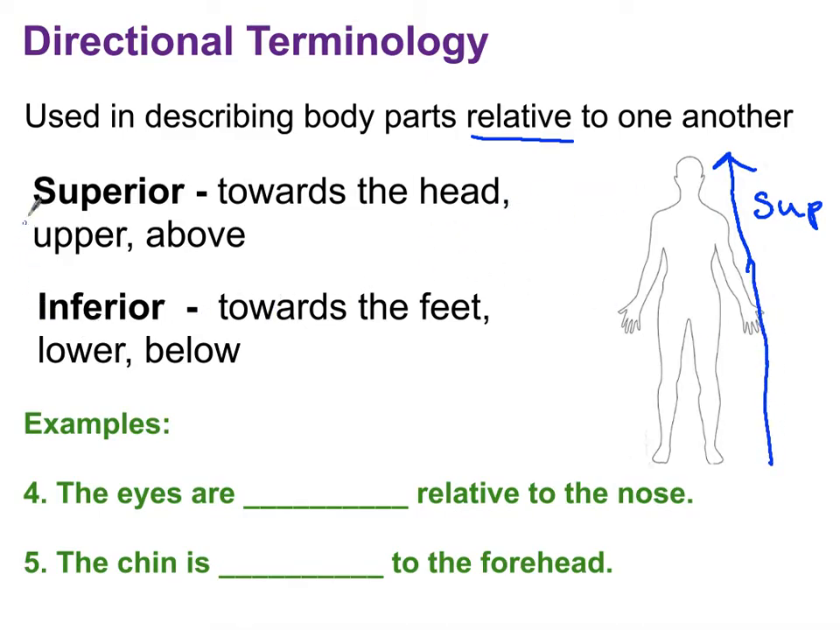And then the opposite of superior is going to be inferior. Inferior is going to be towards the feet. Like if you ever have an argument with a friend and they made you feel inferior, they kind of put you below them. So inferior is always going to mean towards the feet, lower or below. Go ahead and take a minute or two to see if you can fill in these blanks with the proper terms.